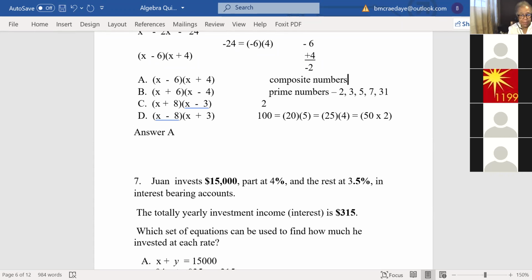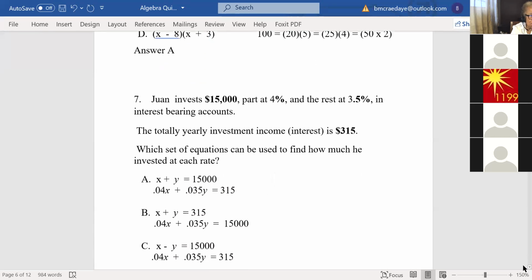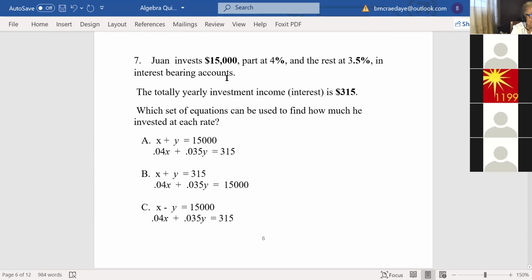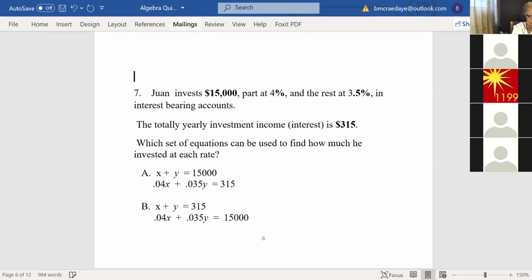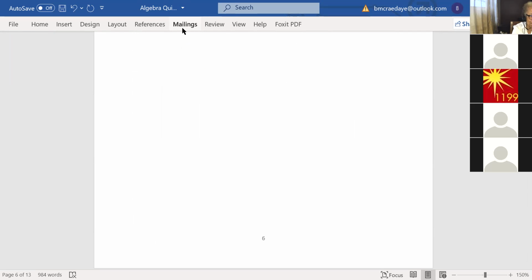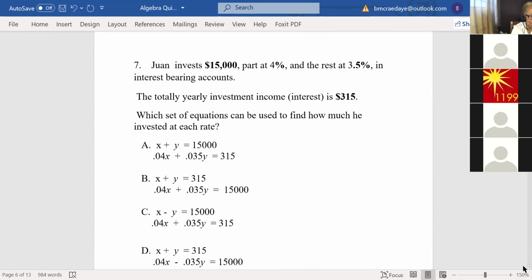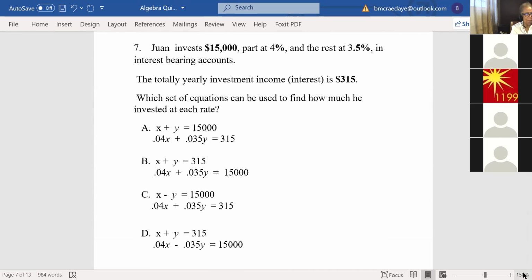Okay, let's look at number 7. Audrey, did you solve number 7? I think I did it halfway and then guessed the other part. Let me tell you what I did. First, I find 4% of the 15,000, and I subtract the percent they get out from the 15,000. And then I find the 3.5% of that balance, and I think I add it.